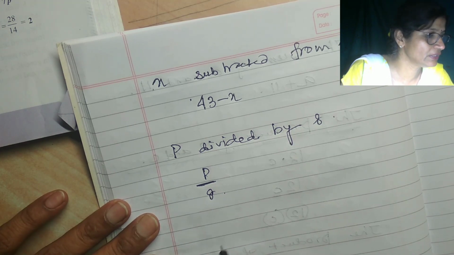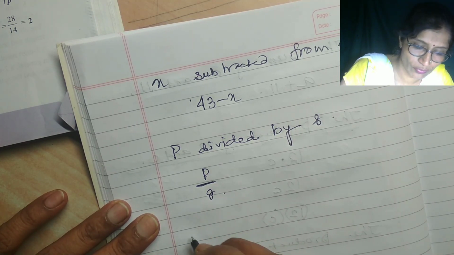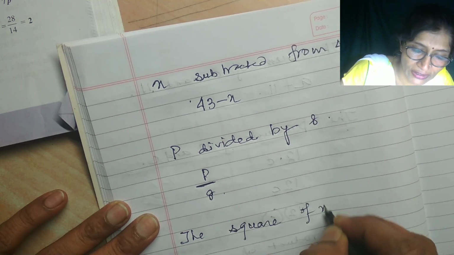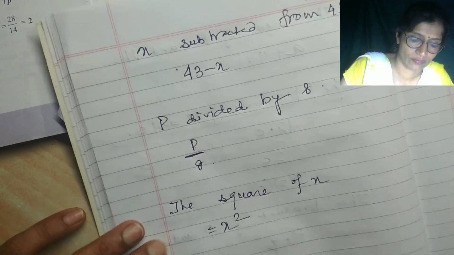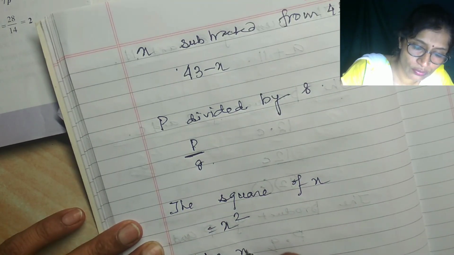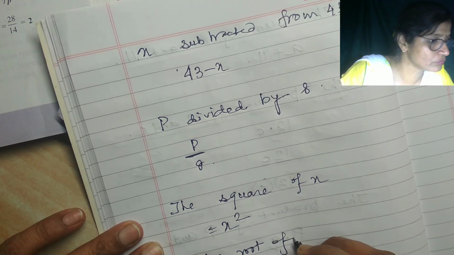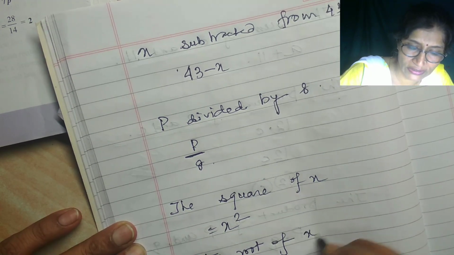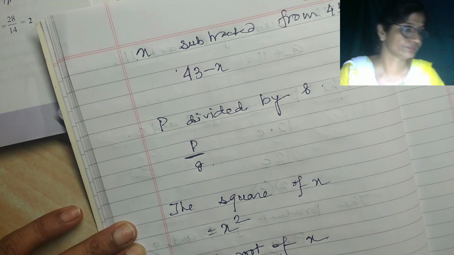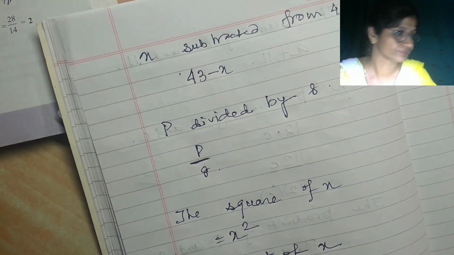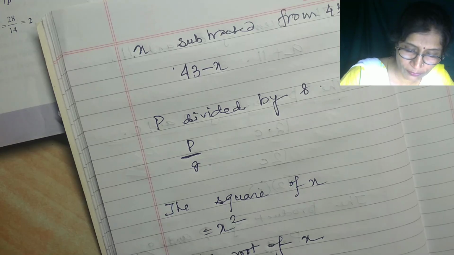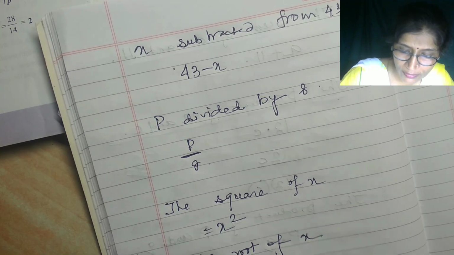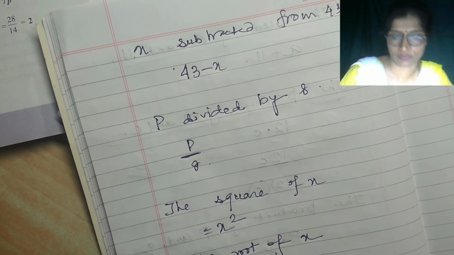Then next, suppose I say to you the square of x, then it is equal to x square. The square root of x is represented like this, square root of x. Then suppose I say the cube of length p, then it is represented as p cube.